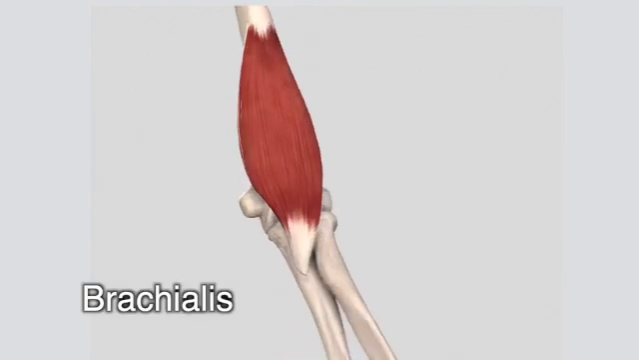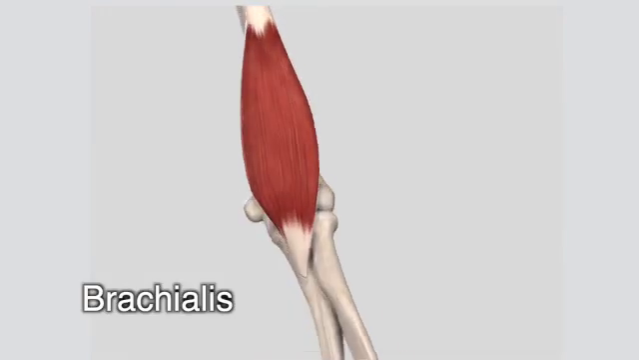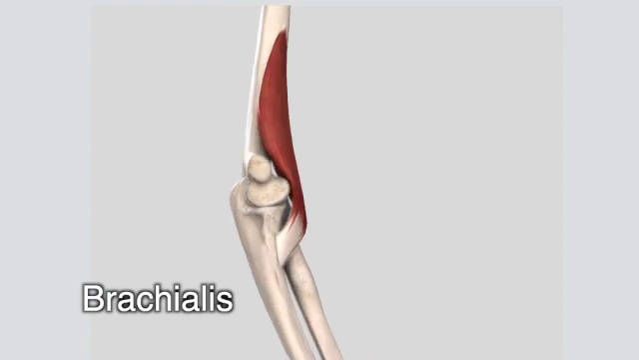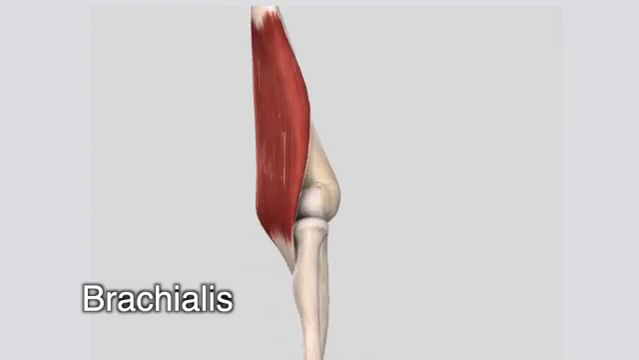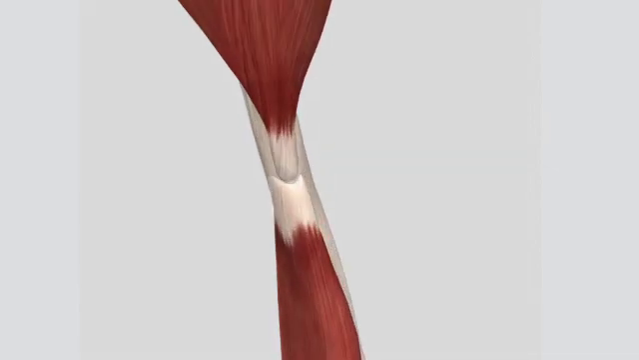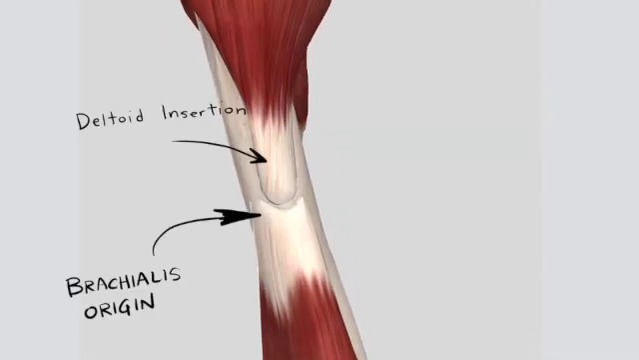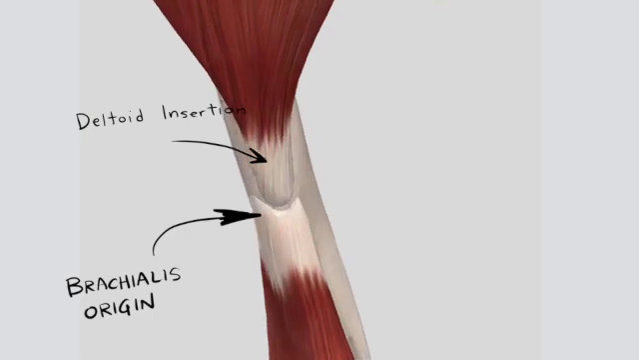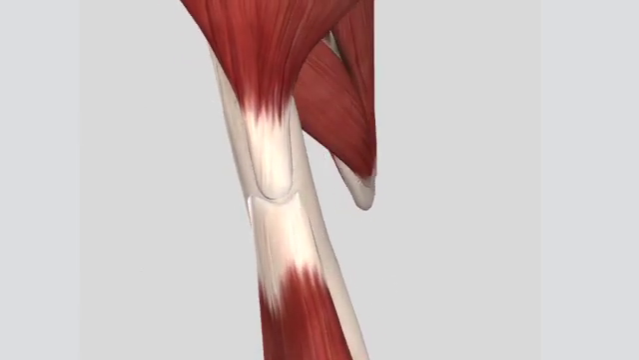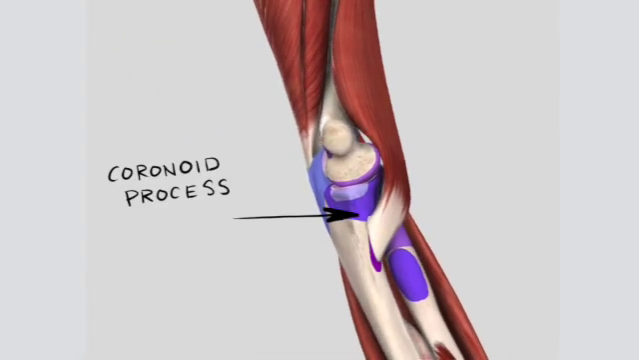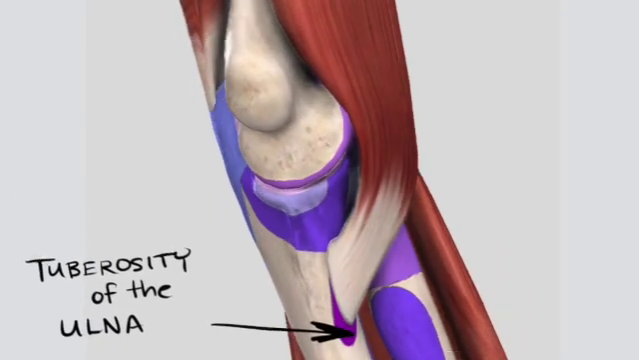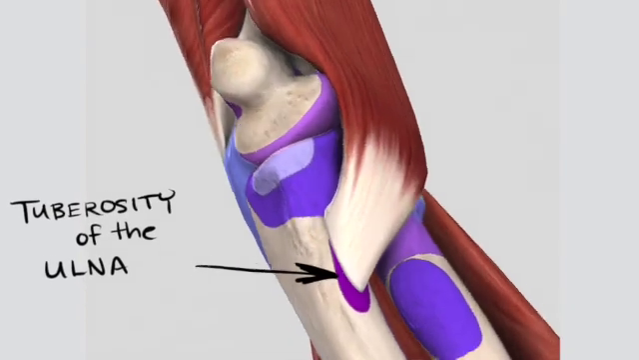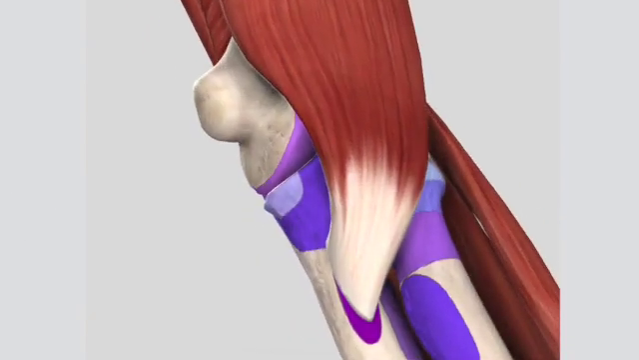Brachialis. It originates from the distal half of the anterior aspect of the humerus and adjacent parts of the intermuscular septum. The proximal end of its origin site on the humerus is V-shaped and surrounds the distal end of the insertion site of the deltoid muscle. The fibers of the brachialis travel inferiorly and insert onto the anterior aspect of the coronoid process of the ulna and the tuberosity of the ulna.